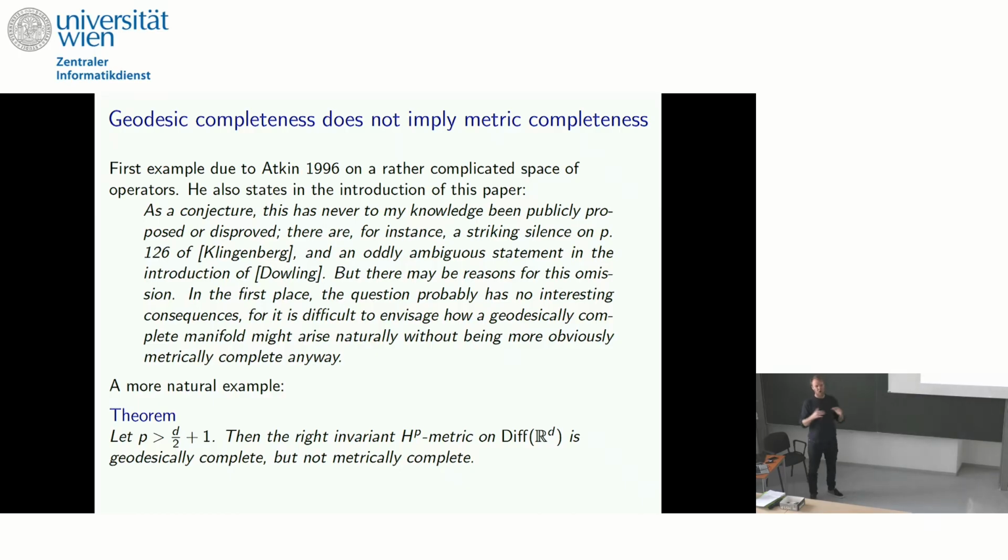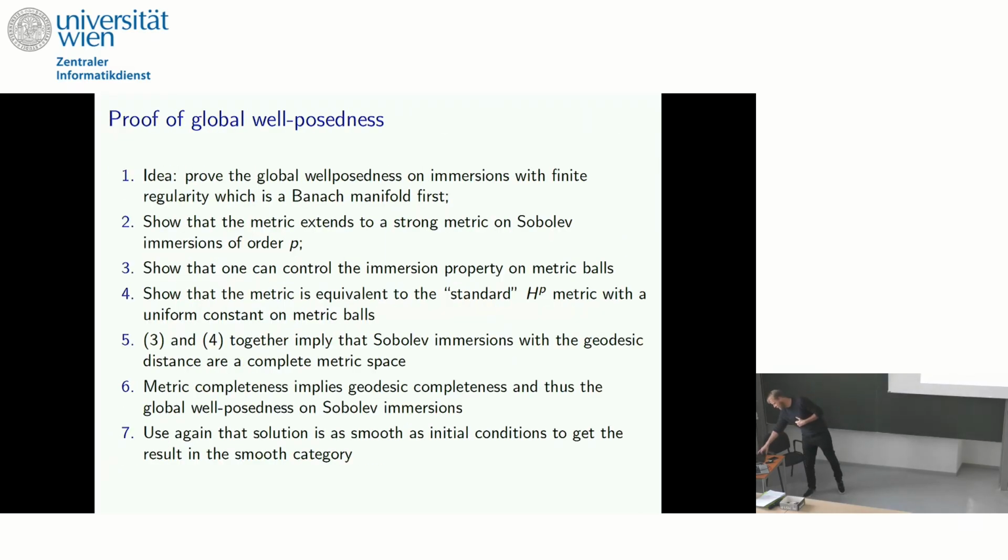But I would argue there are a lot of natural ones, namely all of the ones that we have in our area. If you take any Riemannian metric that is complete on the smooth diffeomorphism group, it will never be metrically complete. Similar for immersions and curves. But I'm cheating here a little bit because Atkin probably was only talking in the context of strong Riemannian metrics. So this is really not what is the case here. But still, I think there are a lot of natural examples that are in fact geodesically complete, but not metrically complete.